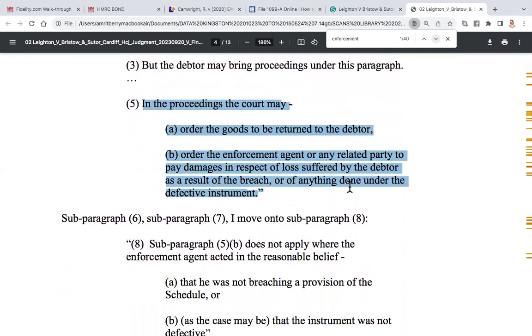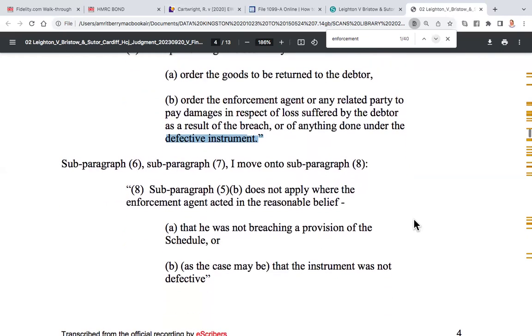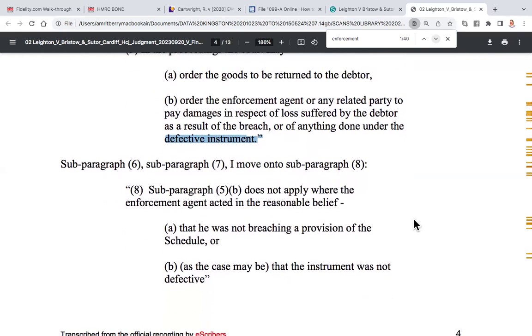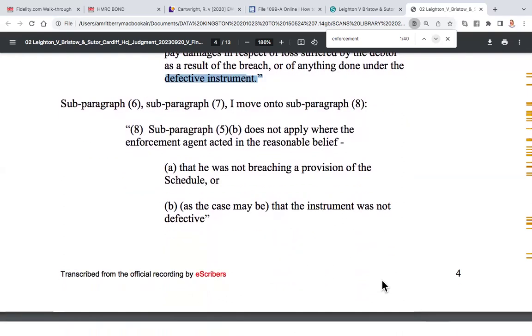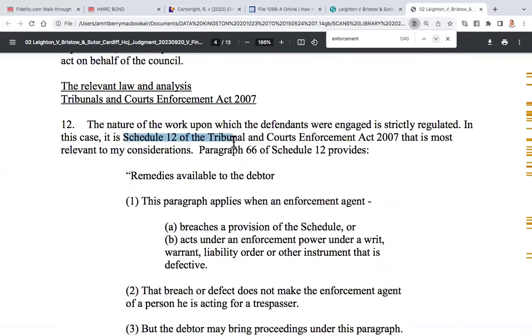And or anything done under the defective instrument, which is the piece of paper that doesn't have a seal, stamp, signature, or a name of the person at the authority, whatever instrument that they've used that's defective, because the right of appeal has been denied. You cannot enforce an instrument unless all the rights of appeal have been exhausted up to the appeal court. So they're doing all this through the county court. They're doing shortcuts. So this is the remedy section of Schedule 12, paragraph 66.